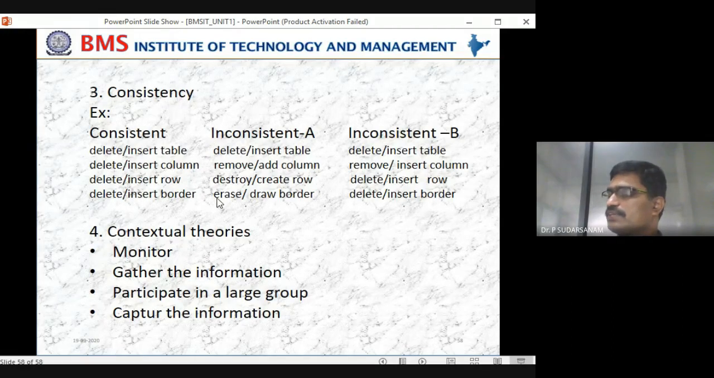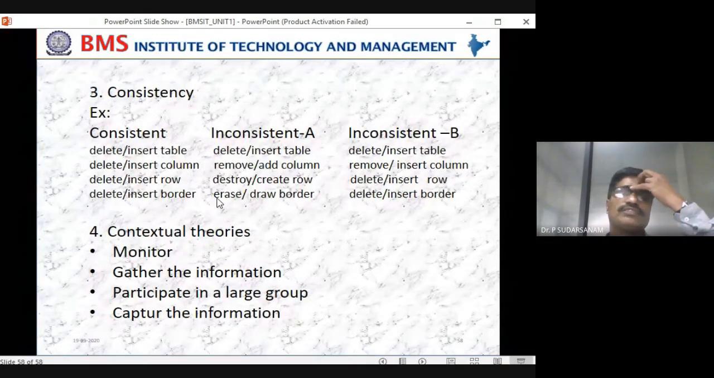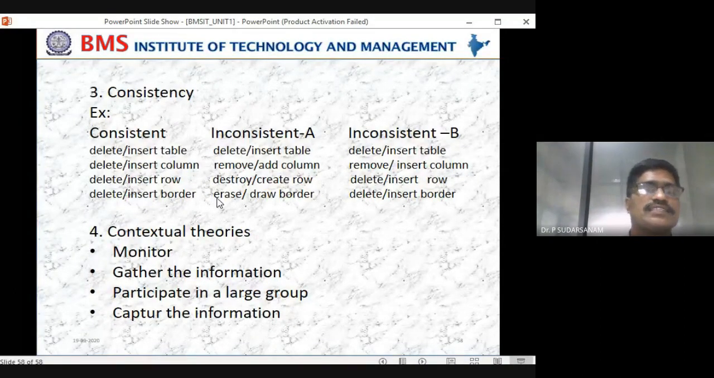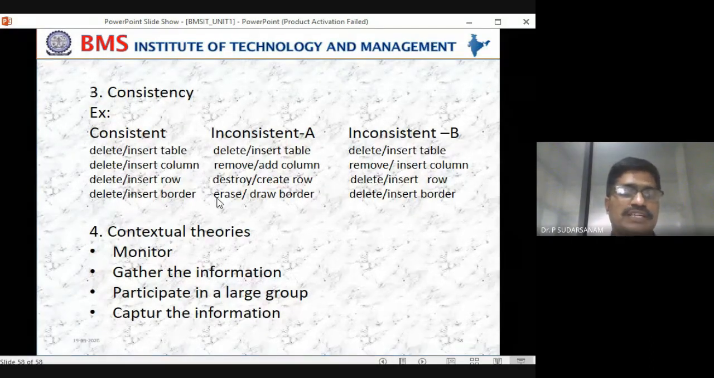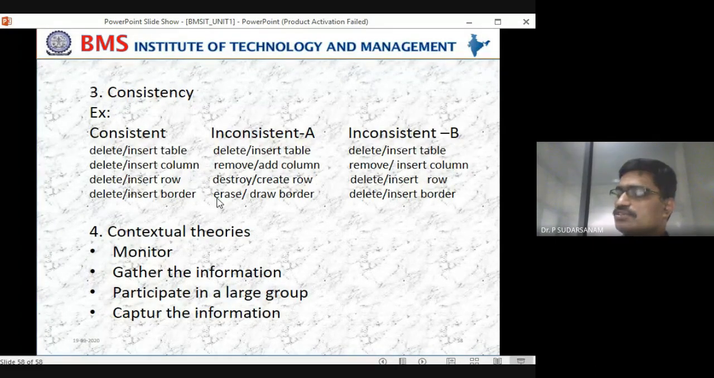Here, design by levels we have seen, stages of action modules we have seen, and the fourth one is called the contextual theories. So what are the contextual theories? Here we have 4 points we need to discuss: monitor, gather the information, participate in a large group, capture the information. So contextual theories is nothing but, first, monitor.